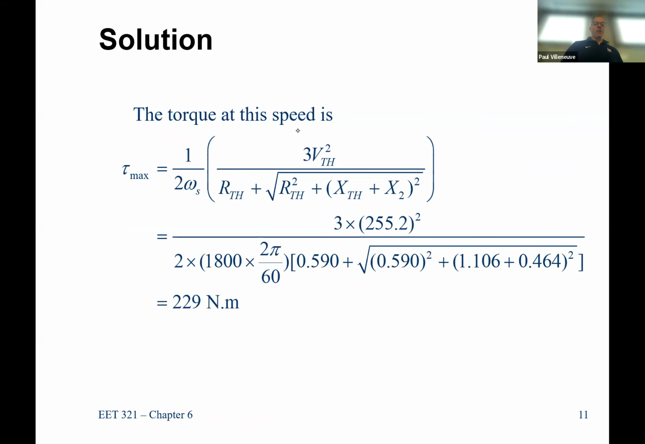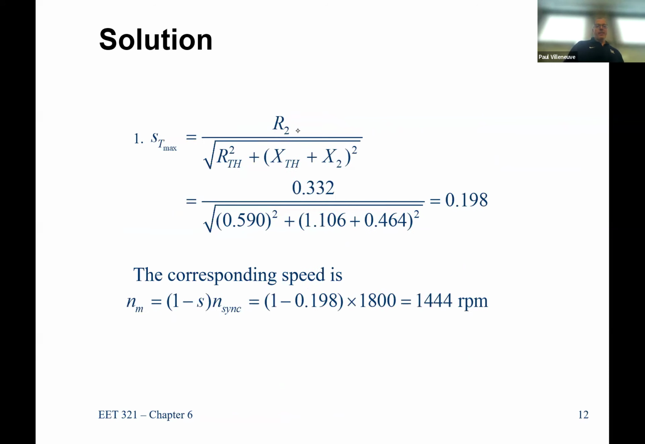To find max torque, all I need to do is plug those numbers in, and I get 229 Newton meters. The slip when that occurs, you have to memorize these equations, is 0.198. So a slip of almost 20%. Where this occurs is 1444 RPM. If you remember in lab yesterday, what was the most people could get without it crashing? 1280, 1290. So not that far from a typical number.